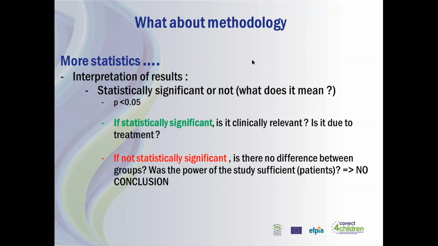And if it's not statistically significant, well, is it because there is no difference between the groups? Or maybe we did not succeed in enrolling all the patients we calculated for. So we have not enough what we call power to demonstrate the difference and the efficacy. So usually we cannot conclude. We don't say that there is no difference. Maybe it's another reason why there is no difference. So that's the most difficult when we don't have significant information.